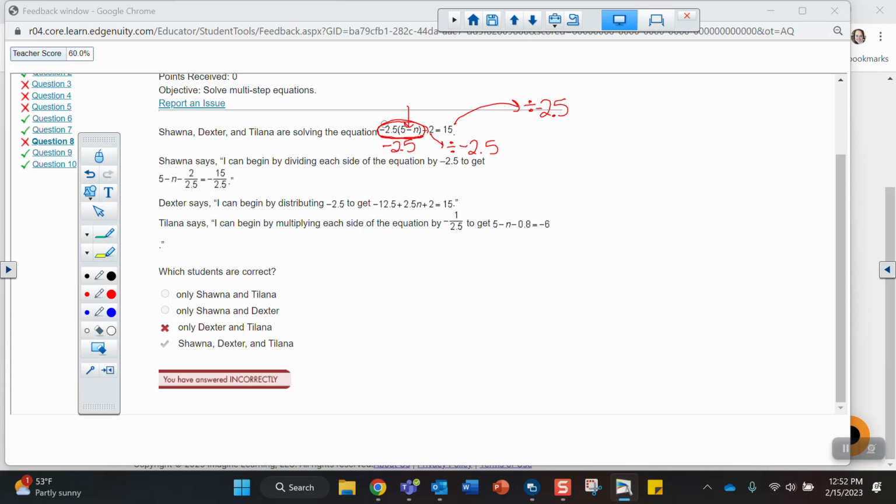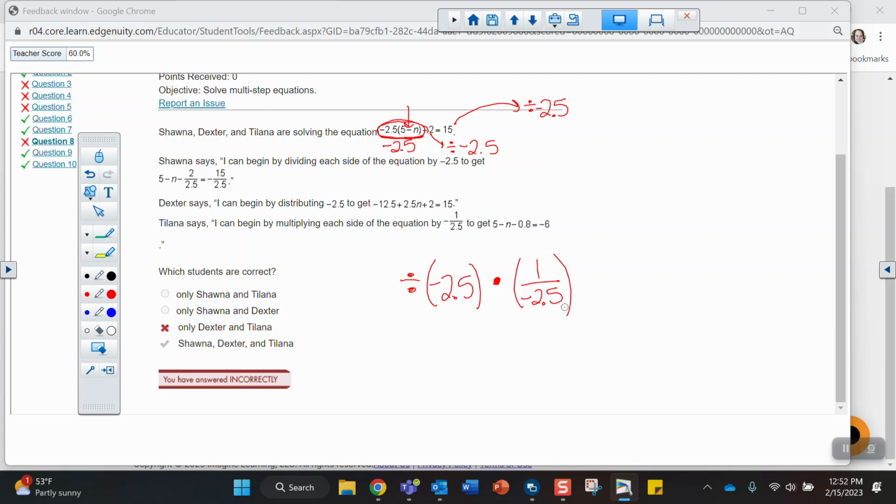Dexter does distribute. That will work. He distributes correctly. And Talana says I can multiply each side by that. So Talana and Shauna are actually saying the same thing. Remember that multiplying by a number, dividing by a number is the same as multiplying by a reciprocal. So if we're going to divide by a negative 2.5, that's the same as multiplying by 1 over negative 2.5. That's a reciprocal. That's ugly. The whole equation is a mess.